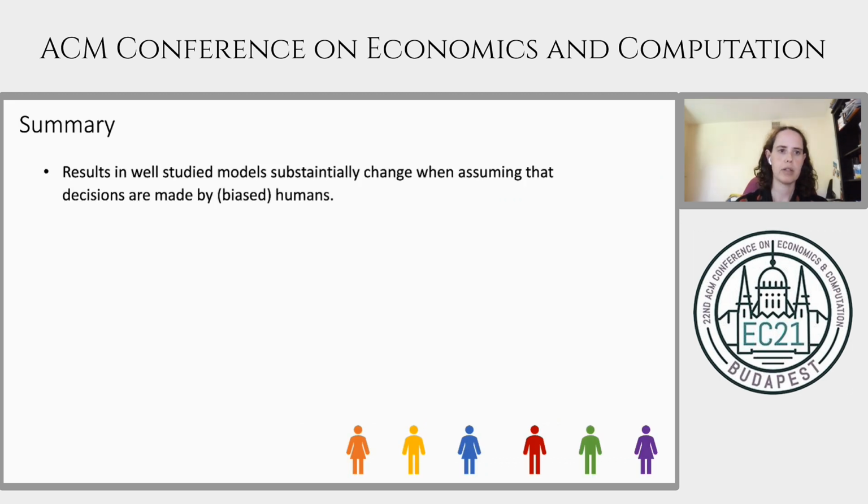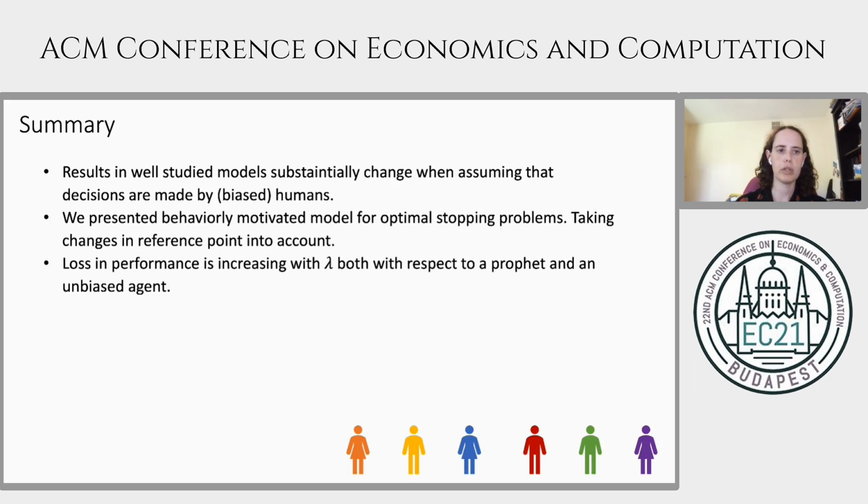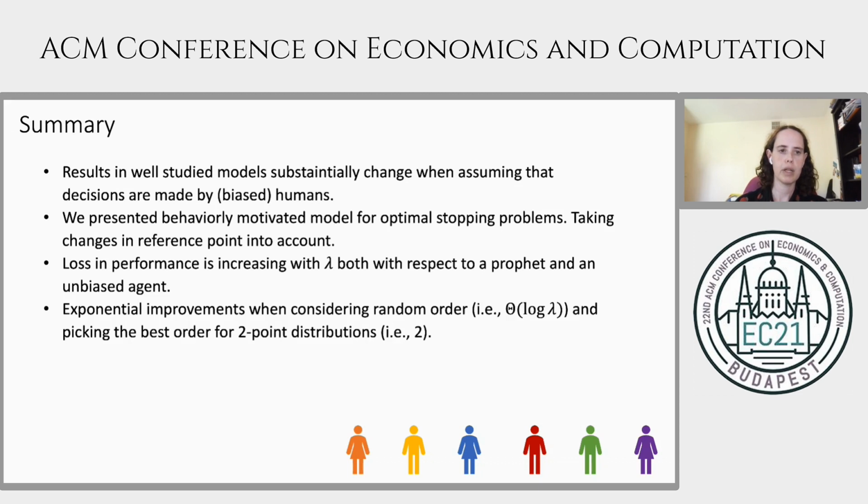Let me summarize. We saw that results in well-studied models substantially change when assuming that decisions are made by biased humans. In particular, we presented a behaviorally motivated model for optimal stopping problems, taking changes in reference points into account. And we saw that the loss in performance is increasing with lambda, both with respect to a prophet and to an unbiased agent. Now, there are exponential improvements if instead of considering a fixed ordering, we consider a random order, or we allow to pick the best order, and here we constrain ourselves to 2-point distributions.